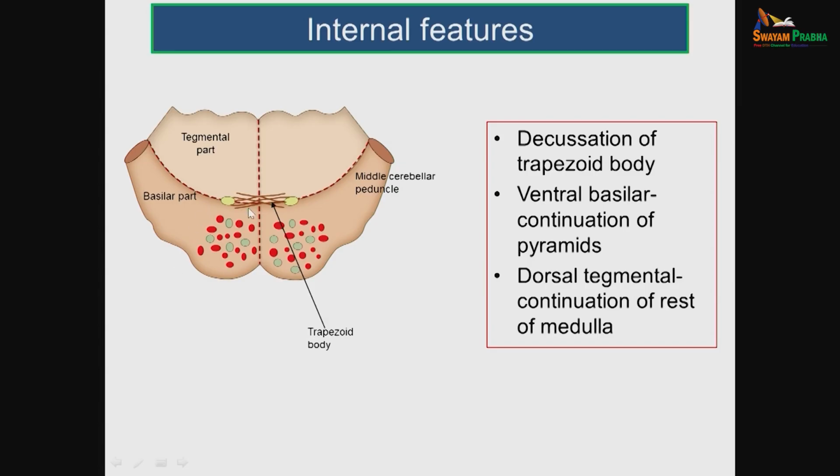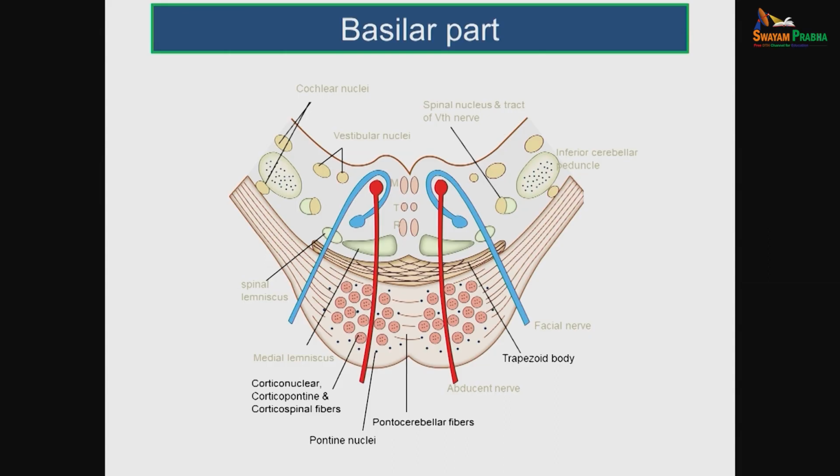And this basilar part is nothing but the continuation of the pyramidal tract, and the rest of it continues as the tegmental part. This basilar part is common throughout the pons, whereas in the tegmental part there is a variation. So, that we will see. Now, coming to the basilar part.